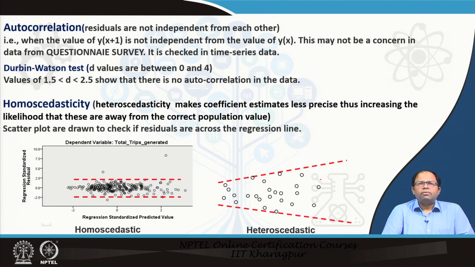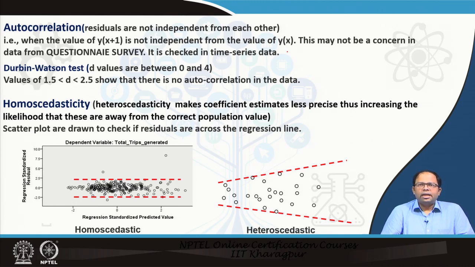Now, we should also check for autocorrelation. Usually it is not a concern if the data is from a questionnaire survey, but if it is time series data, it needs to be checked. What it means is the residuals will not be independent of each other. That is autocorrelation. When the value of y at x plus 1 is not independent from the value of y at x, then we say autocorrelation is there.